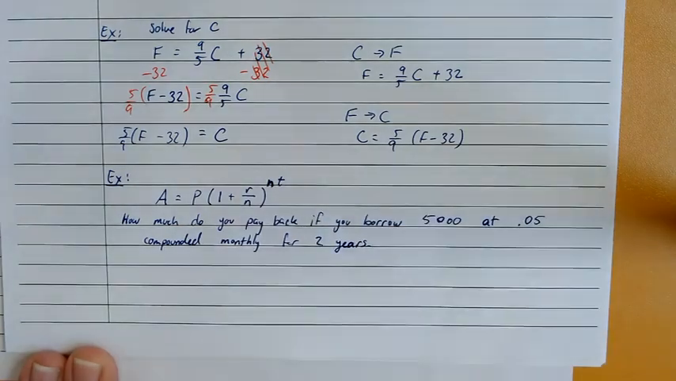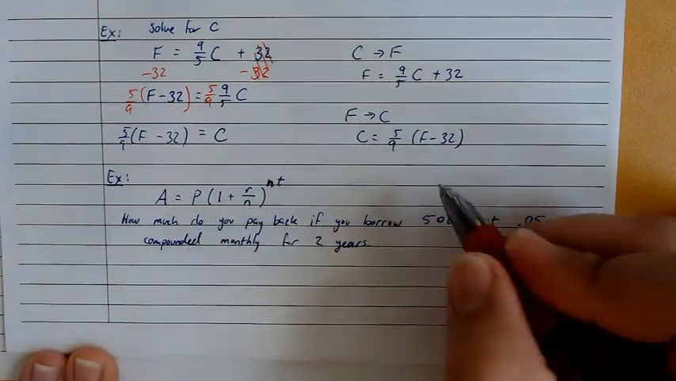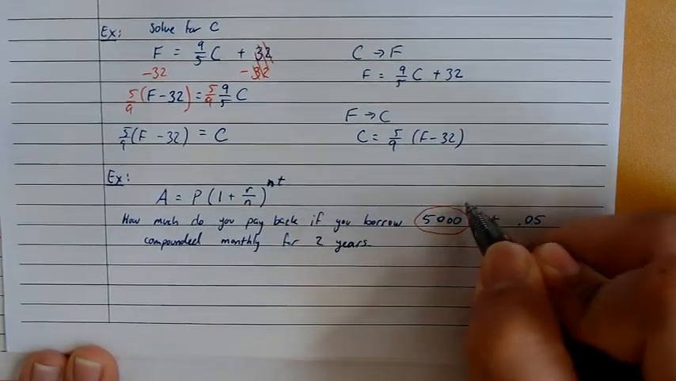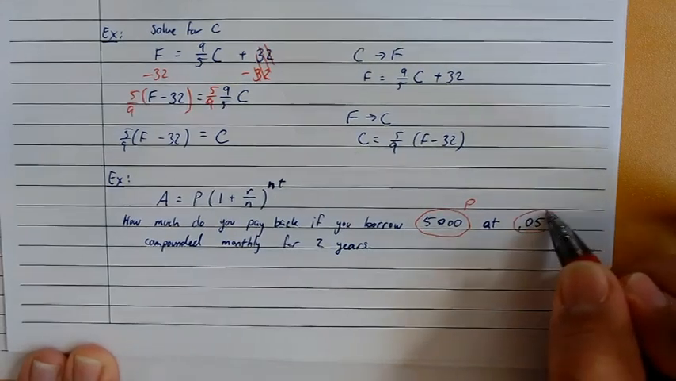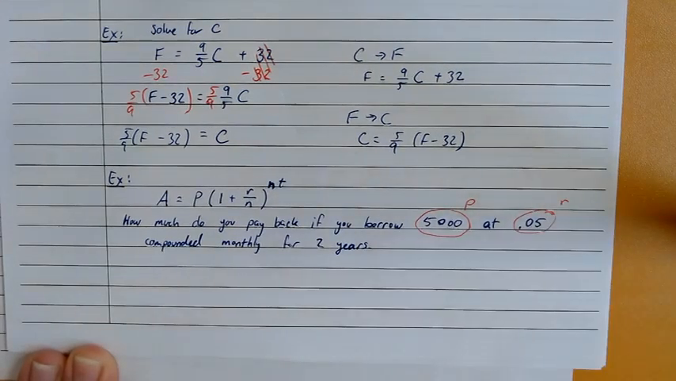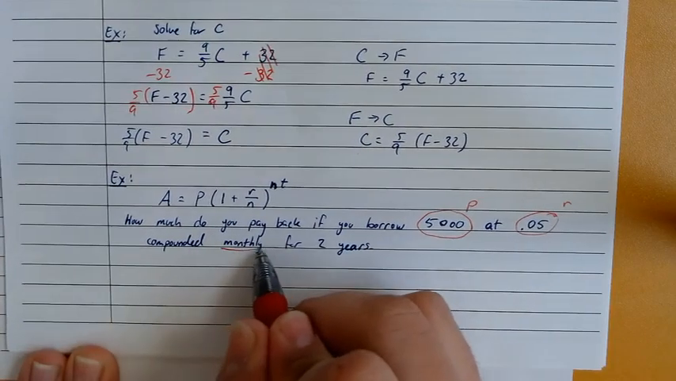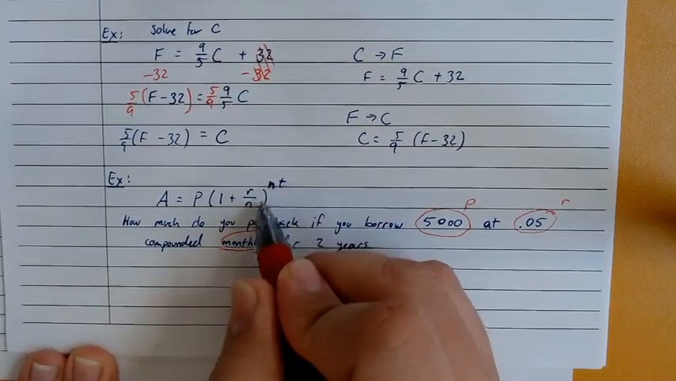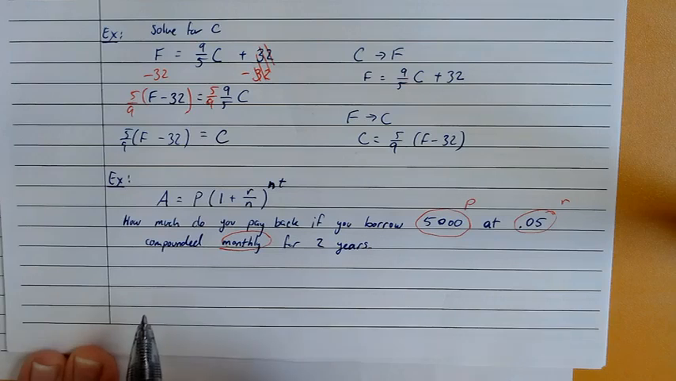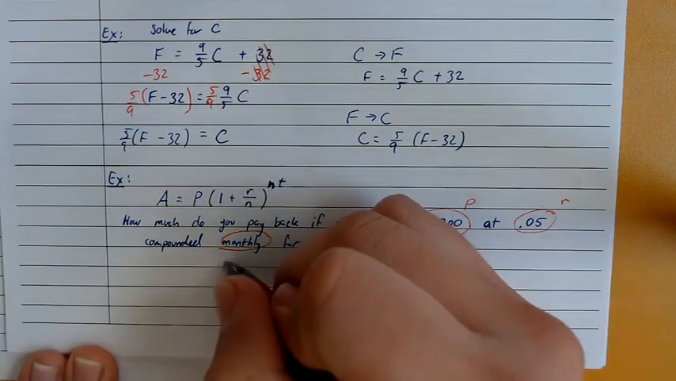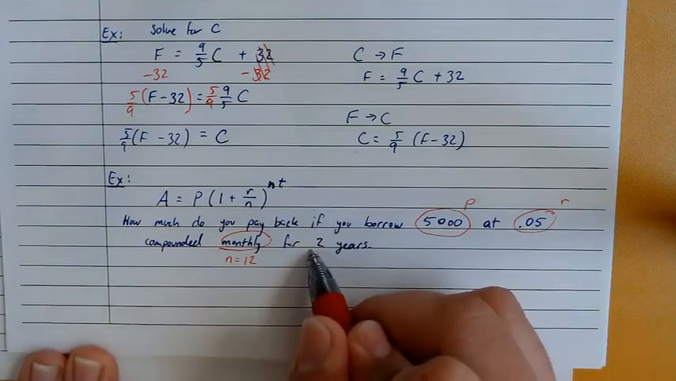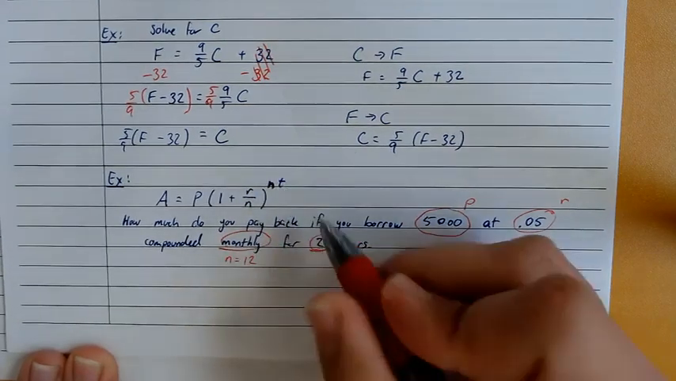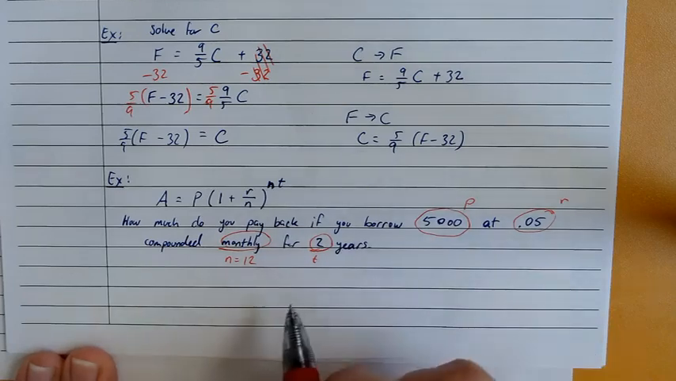Okay. So here, this would be your P. That's called principal. That's how much money you borrowed. This is your R. That's your interest rate. Compounded monthly. That means that N, that's the number of times per year you pay interest. Since you're doing it monthly, that's 12 times per year. And your 2 years, well, that's T. That's the amount of time that it takes you to pay everything back.